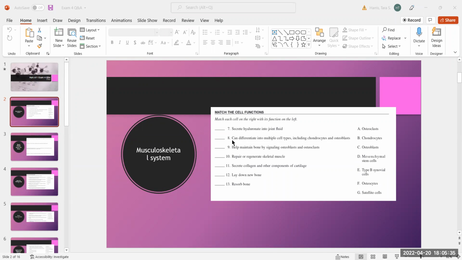And then we have the osteocytes. So for exam purposes, I don't want to say that you don't need to know what all of these are, but osteoclasts, osteoblasts, and osteocytes are the three main cell components. So you do want to really hone in on those three. That's covered fairly well in your text as well. But the function of osteocytes is to help maintain bone by signaling the osteoblasts and the osteoclasts.